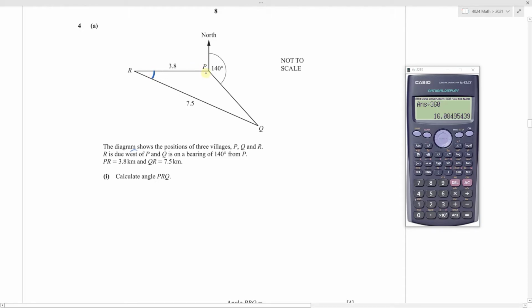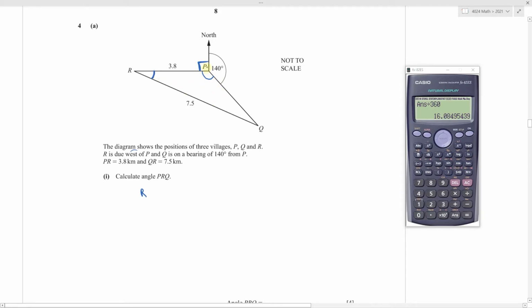Since R is due west of P, this means this is a 90 degree angle. This is 90, this is 140, and this angle RPQ, they should sum up to 360 degrees. So I can find this angle. If I know this angle, I know the side opposite. I know this side, so I can calculate this angle using the sine rule, and then I will have these two angles. I can calculate this third angle in this triangle.